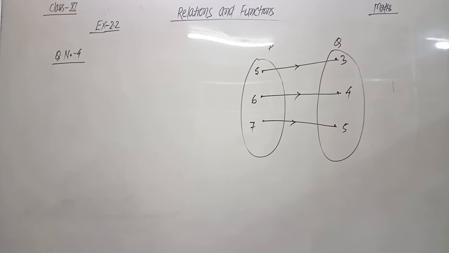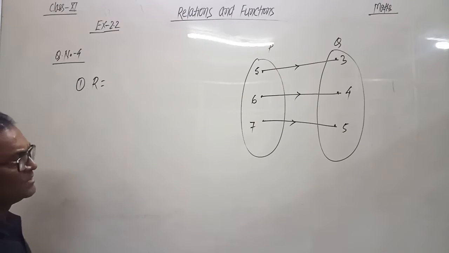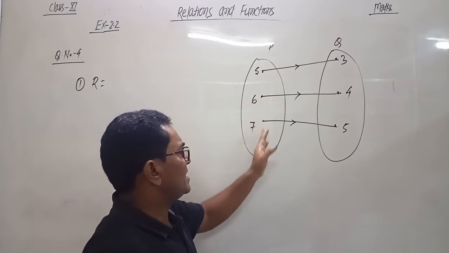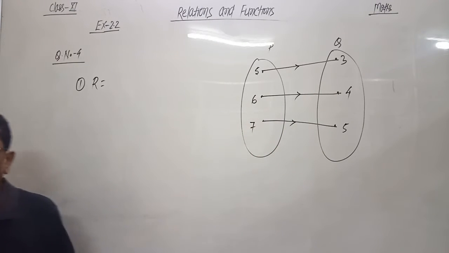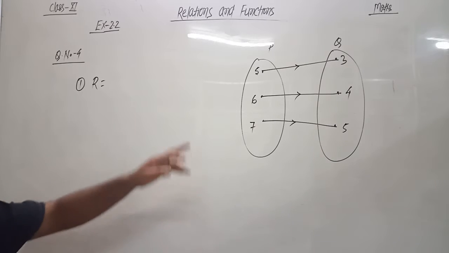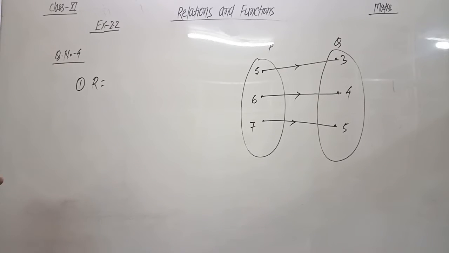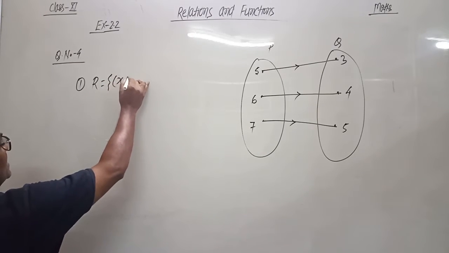So we have to write this relation in set builder form. So the first part, write the relation in set builder form. Let the element of set P be x and the element of set Q be y. Let the elements in set P be represented by x and the elements in set Q be represented by y.